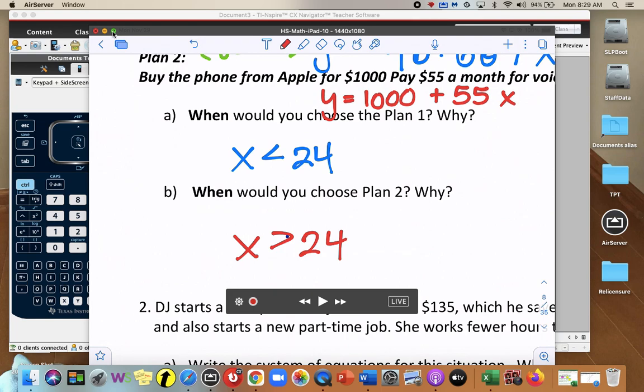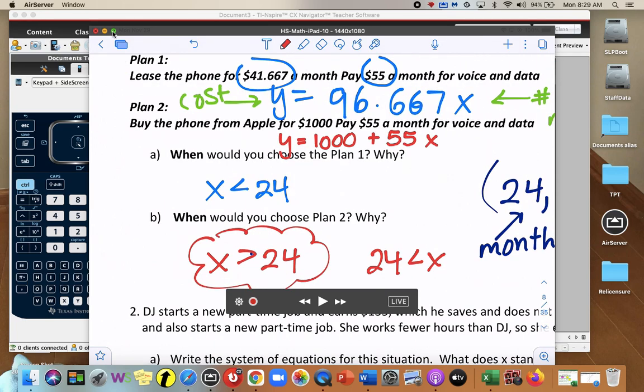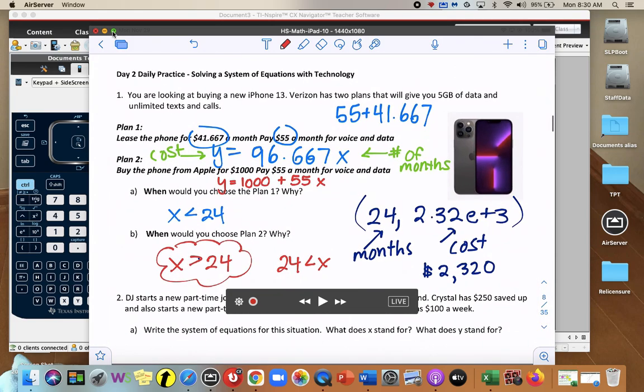And there's two ways to write that. You can say 24 is less than x, or x is greater than 24. This is usually how I write it out. All right, so again, Plan 1 is cheaper if you keep your phone for less than 2 years. Plan 2 is cheaper when you keep your phone for greater than 2 years. If you keep your phone for exactly 2 years, it's going to be the same cost, $2,320.